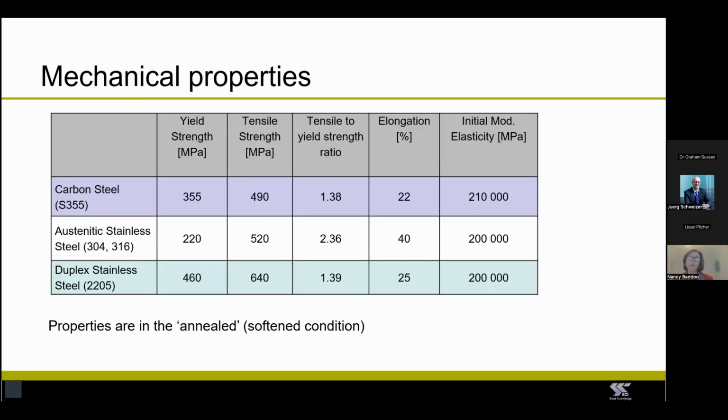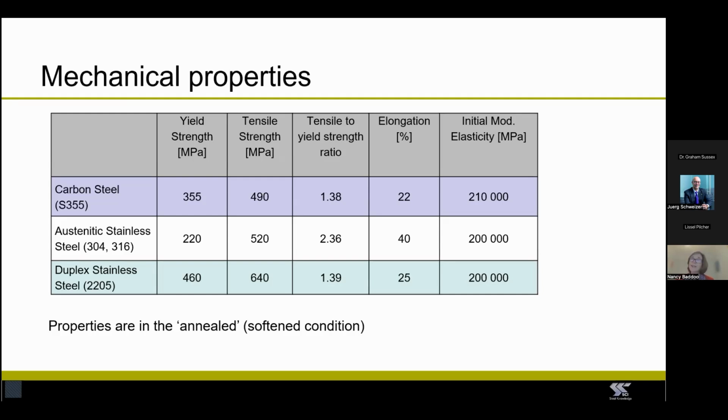Now I've got two tables to show you. This first table is the mechanical properties that are given in the product standard. Starting with the yield strength, you can see that the austenitic stainless steels have a yield strength lower than carbon steel, S355. The duplex steels, however, have higher strength. It's 460 megapascals.